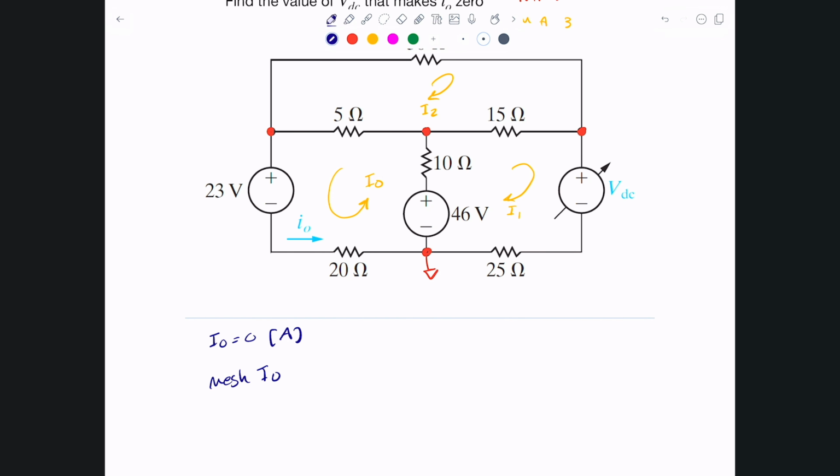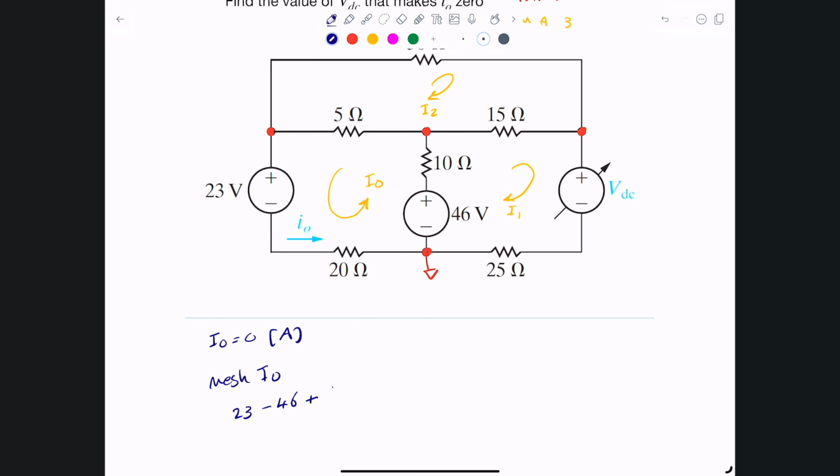I'll write an equation, and I'll start from here, for example, and it will tell me that's 23 plus 20 I0, which is 20 times 0, which is 0, so I don't have to write that. And then, of course, I need negative 46 because the current I0 is hitting the negative first.